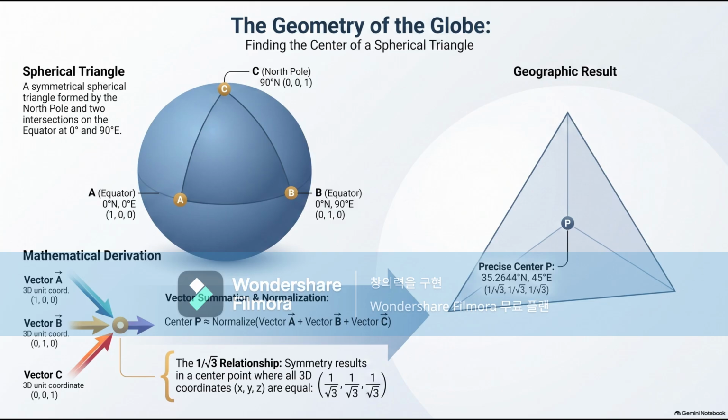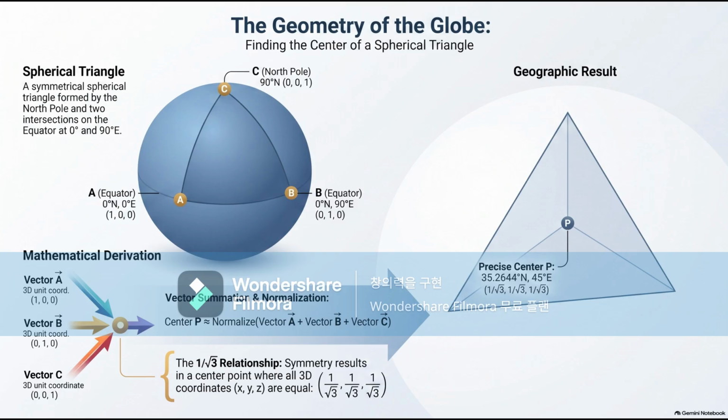Arcsine of 0.5777. Wait, that does not equal 45 degrees. Not even close, is it? It's 35.264 degrees north. Or, in traditional degrees, minutes and seconds, that's 35 degrees, 15 minutes, and 52 seconds north.